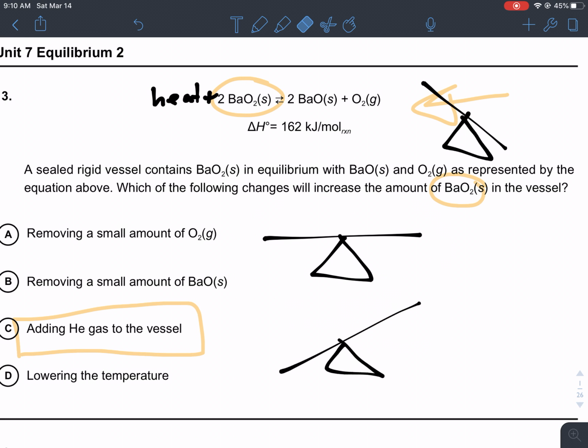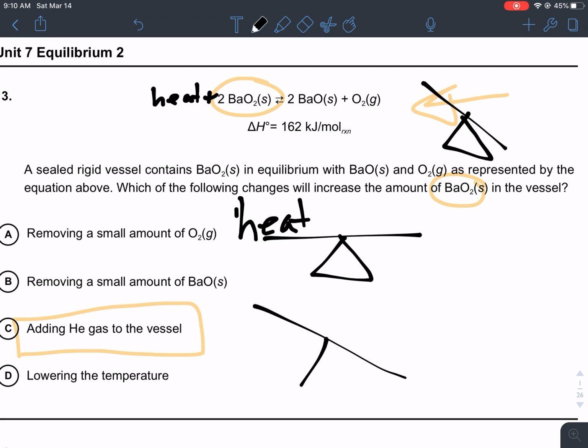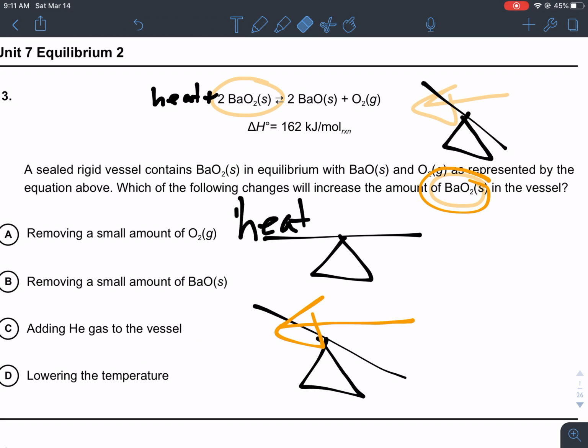If I lower temperature, heat is, again, a reactant here. It's on the left side. If I lower that temperature, I'm going to lessen the heat. The left side of my seesaw goes up. In other words, I'm going to have to create more reactant. And what is the reactant? It is the BaO2. The correct answer? D. All right.